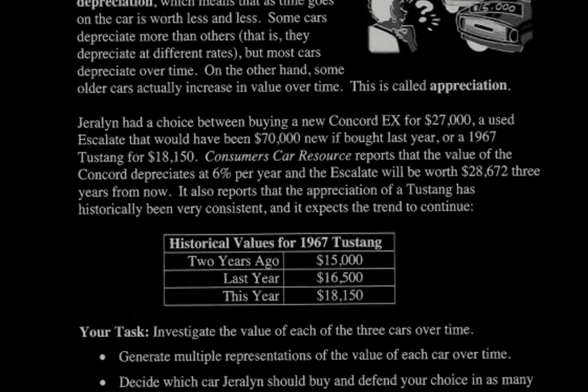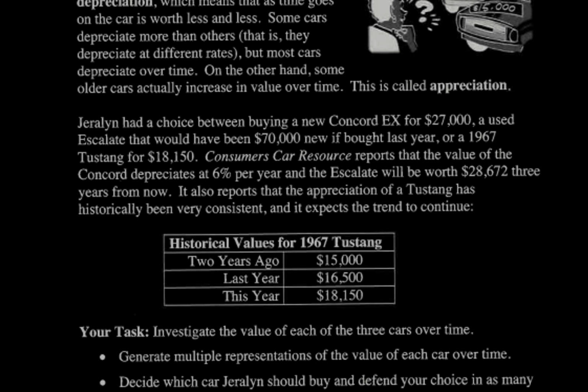So Geraldine had a choice between buying a new Concorde EX for $27,000, a used Escalade that would have been $70,000 new if bought last year, or a 1967 Mustang for $18,150. Consumer Car Resources, all these are fake car names, fake companies. I guess they're worried about copyrights or something. Consumer Car Resource reports that the value of the Concorde depreciates at 6% per year, and the Escalade will be worth $672 3 years from now.